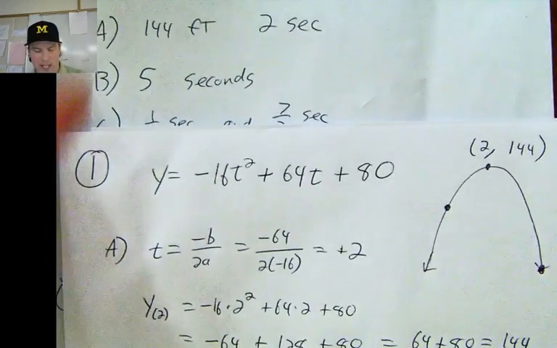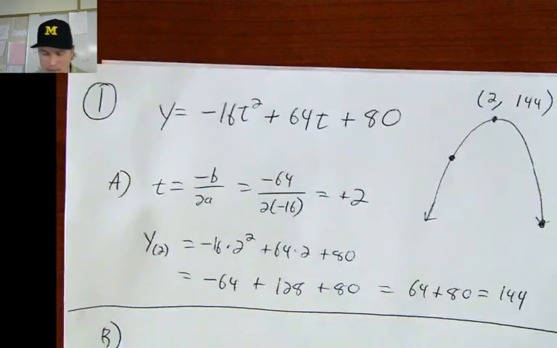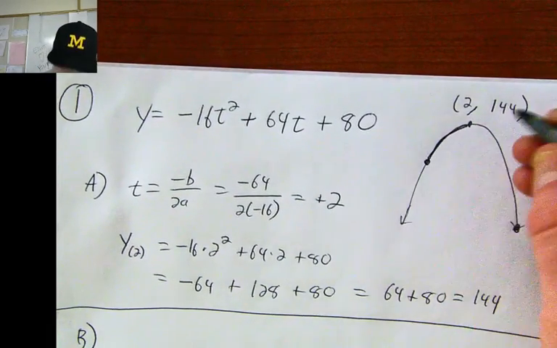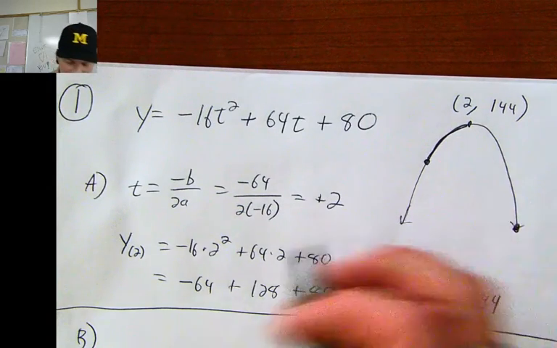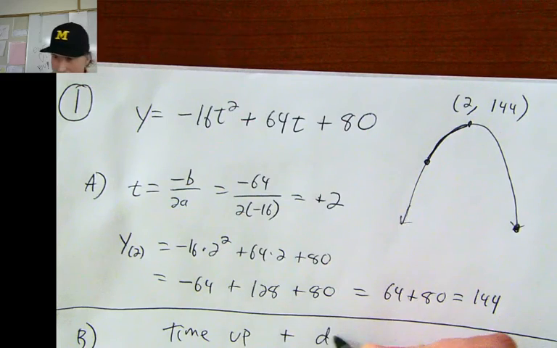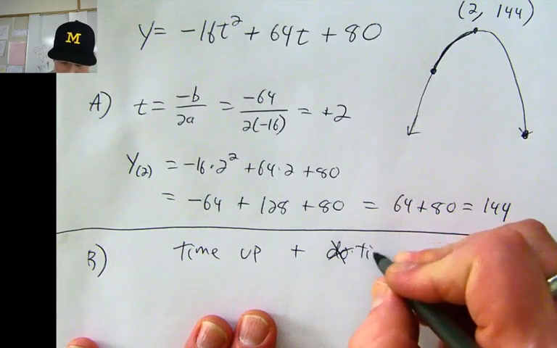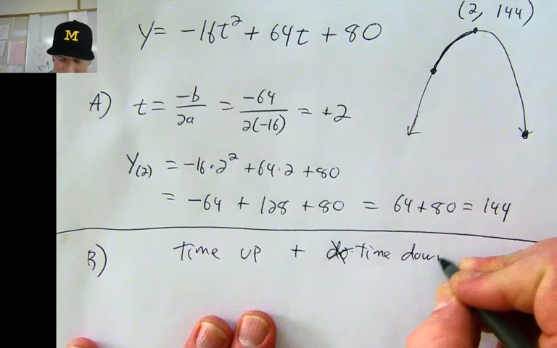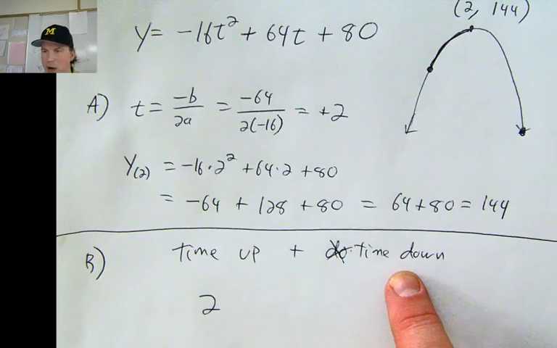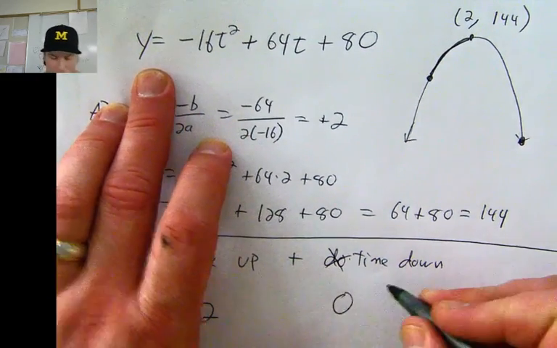I gotta say, from talking to those physics students, I really liked that time up versus time down technique. Time up, we already know to be 2 seconds. So time up plus time down. The time up we already know is 2 seconds. The time down, you start off with this equation, and we want to know when it's going to hit the ground.